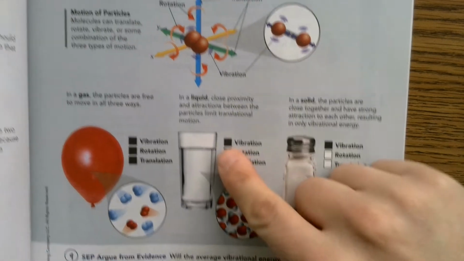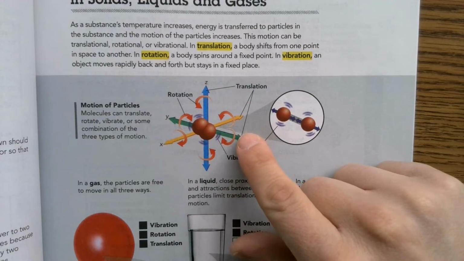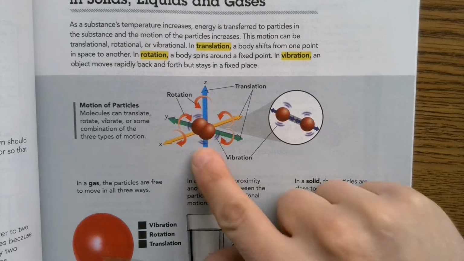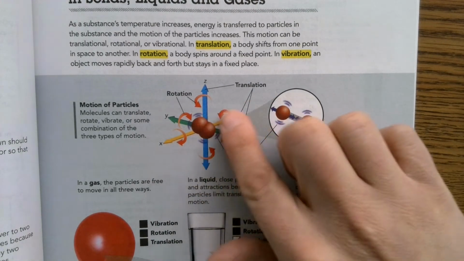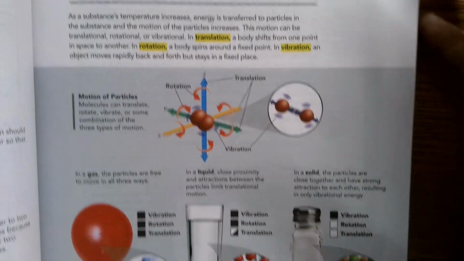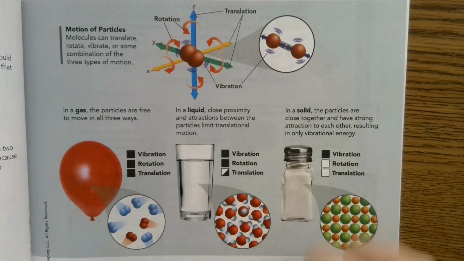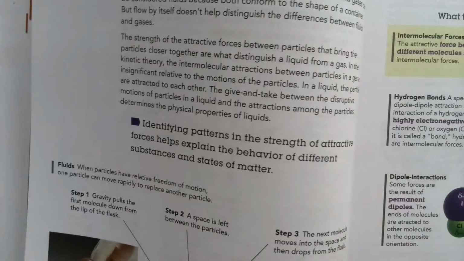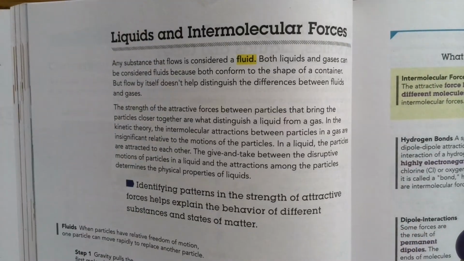Like I said, you don't necessarily need to understand these three terms, but when it comes to applying bigger concepts later, it's kind of like, oh yeah, I've learned about these three, I've heard of them, and this is how atoms move. There's just really three ways. And based on their ability to move, that gives us different states of matter. And a big influence on that is intermolecular forces. So this one's talking about liquids and intermolecular forces.